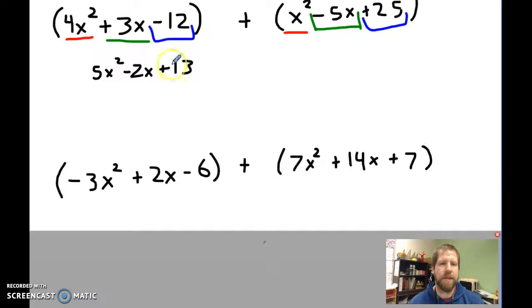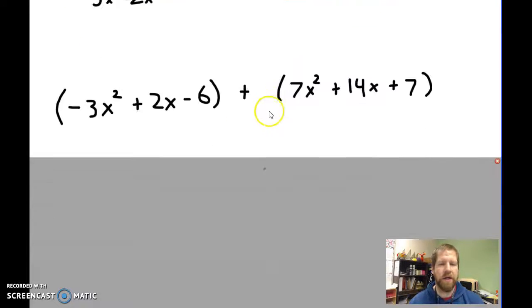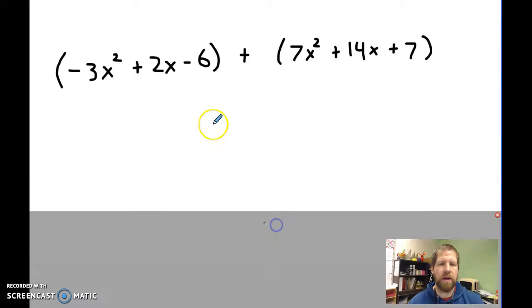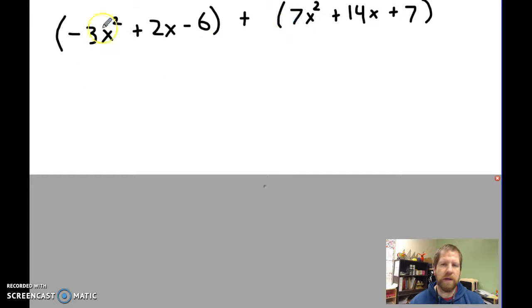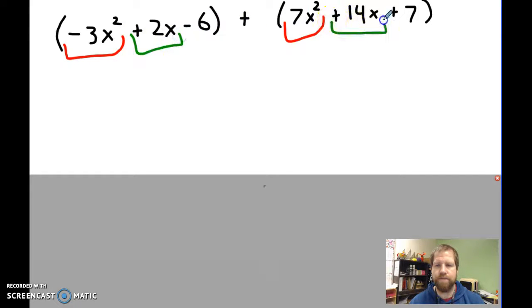up here I kind of skipped a step. I skipped rewriting them next to each other. But another way to do it that can be helpful is to write them vertically. And with addition, it doesn't matter the order you put them in. So you can always have your positive, if you have any positive values, in the top and negatives in the bottom. But I'm basically going to take and identify my like terms, my x squareds, my x's, and my constants.